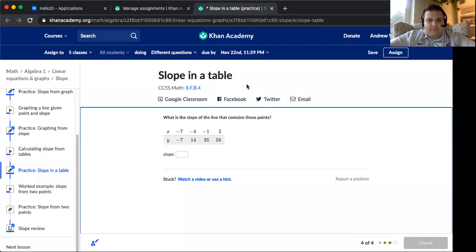Clear that out for you. All right. Y from -7 to 14, that is an increase of 21. x from -7 to -4, that is an increase of 3.